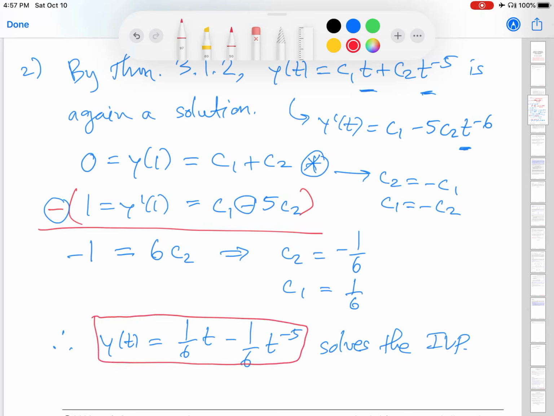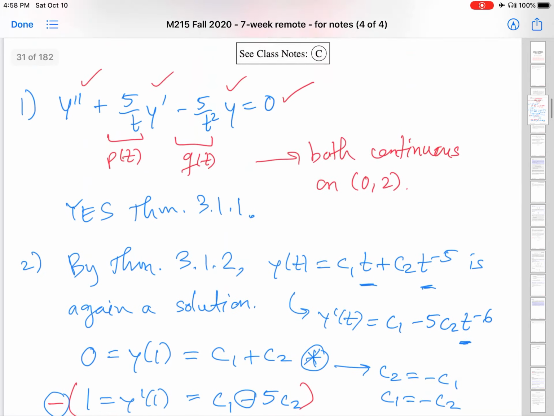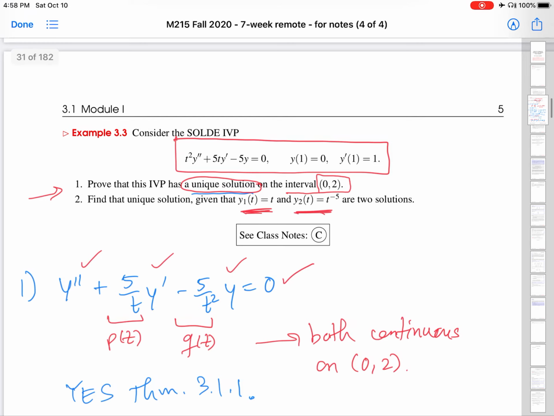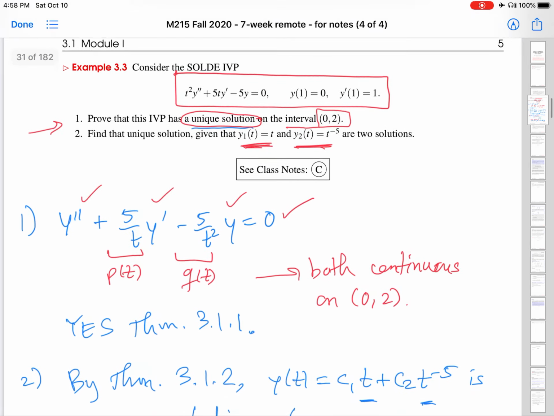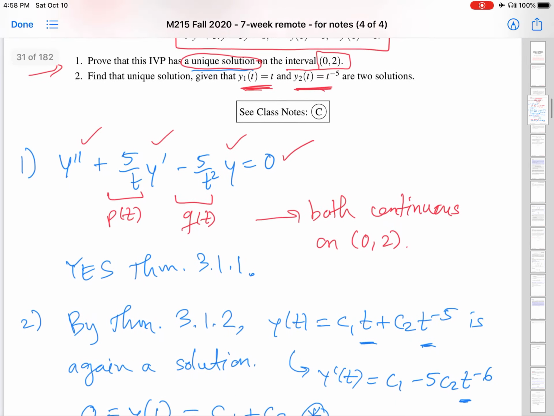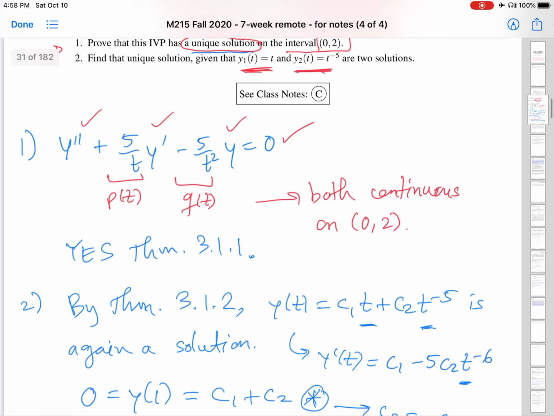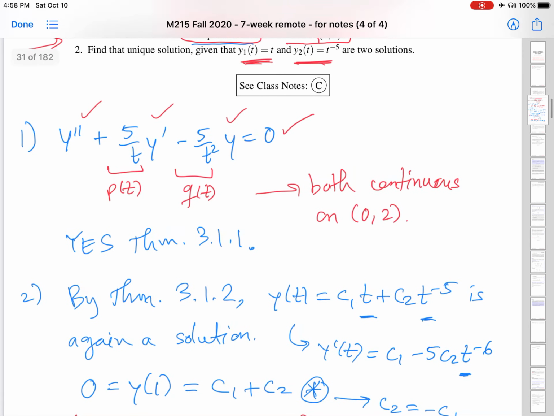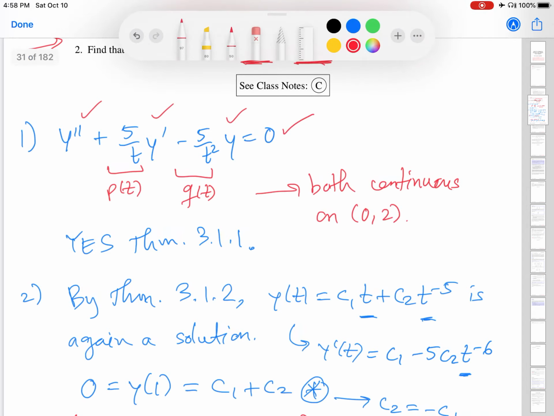Because of this uniqueness, we're done. We are guaranteed that this is the solution. There are no other solutions to this initial value problem. So that's the point of this example. I really wanted to show you how you would apply both of the theorems that we have learned thus far in the lesson to get you a unique solution to a second-order linear homogeneous ODE that satisfies the other conditions in these theorems. So that's how these two theorems work together to provide you with that.